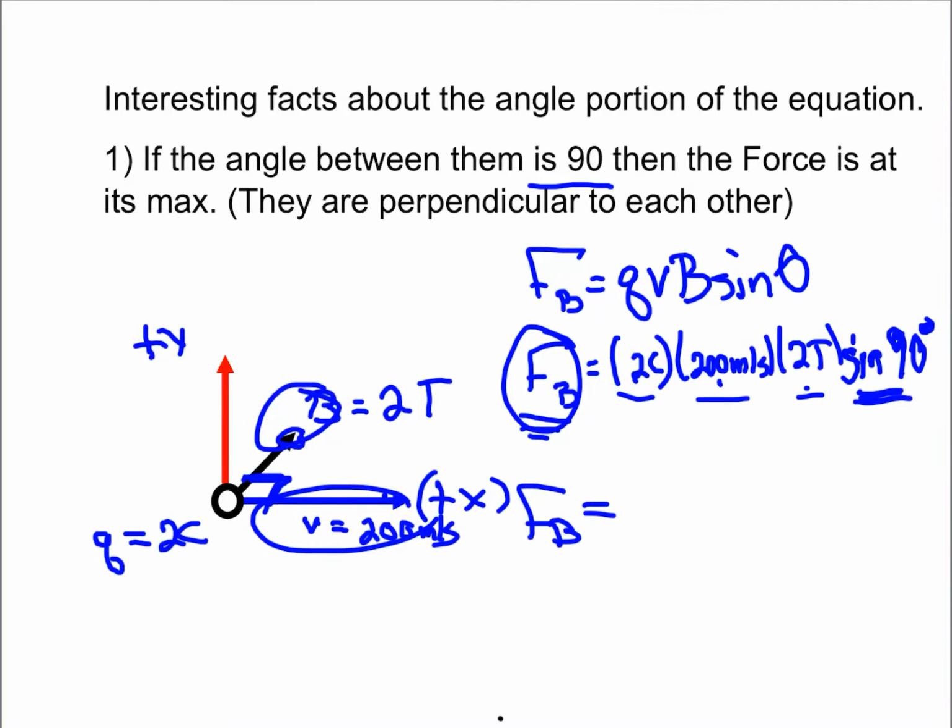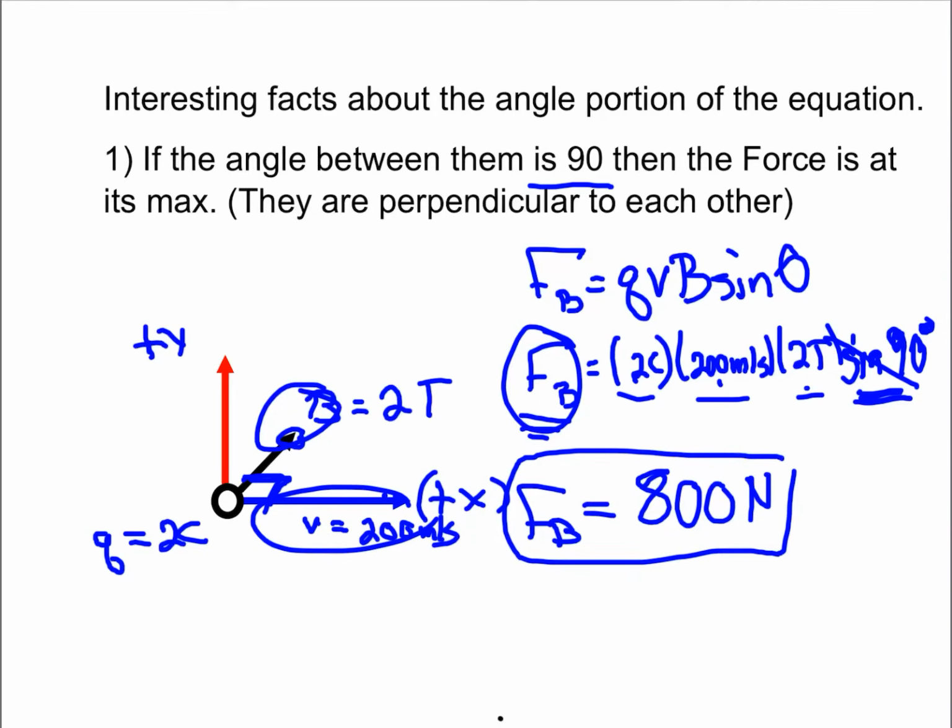So sine 90 is 1, so we don't have to worry about even writing it. 2 times 200 is 400, times 2 is 800. So our force will be 800 newtons.